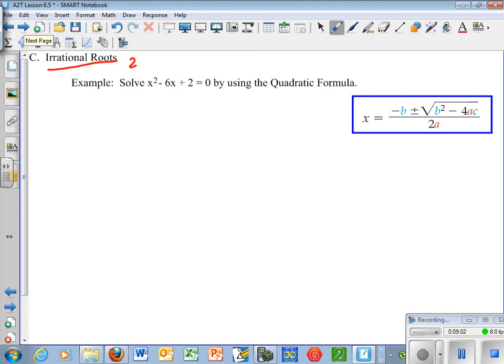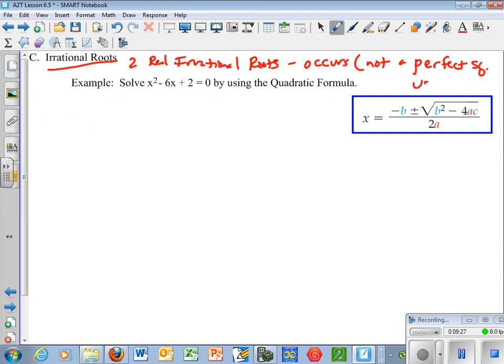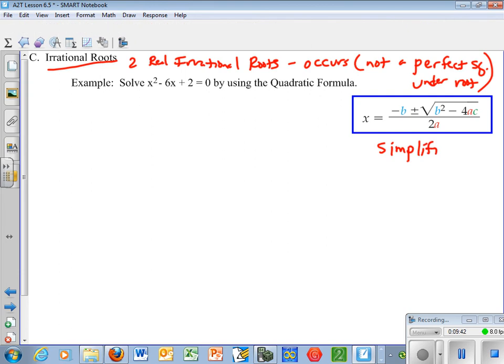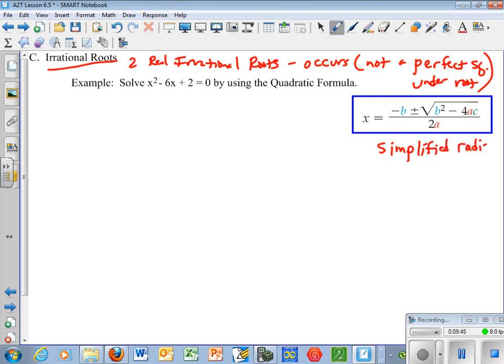Irrational root, this would be 2 real irrational roots. That occurs when there's not a perfect square under the root. You get a positive number under there. Okay? And you have to leave in simplified radical form. Make sure you leave in simplified radical form. No approximate decimals. So simplified radical or root form.